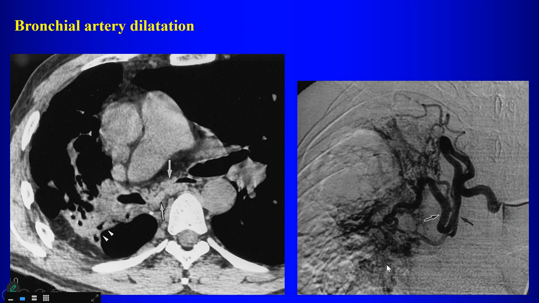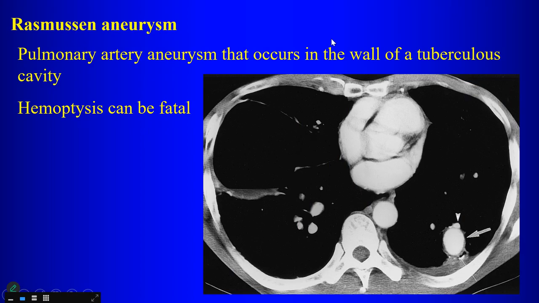And you can see these dilated tortuous arteries. These are very friable. They bleed very easily. They're under systemic pressure. So the treatment for this would be embolization. Right. Rasmussen aneurysms, these aneurysms of pulmonary arteries, these patients would also be at increased risk for hemoptysis.